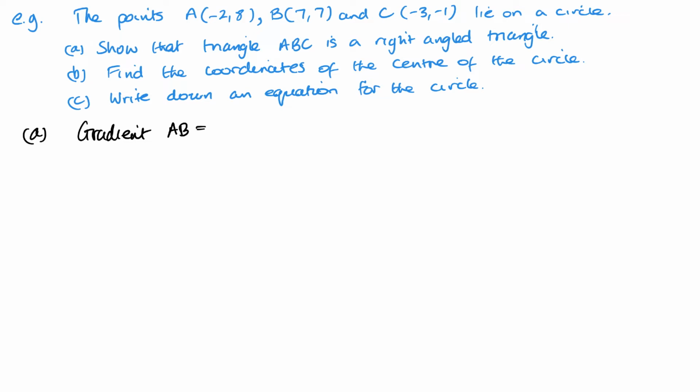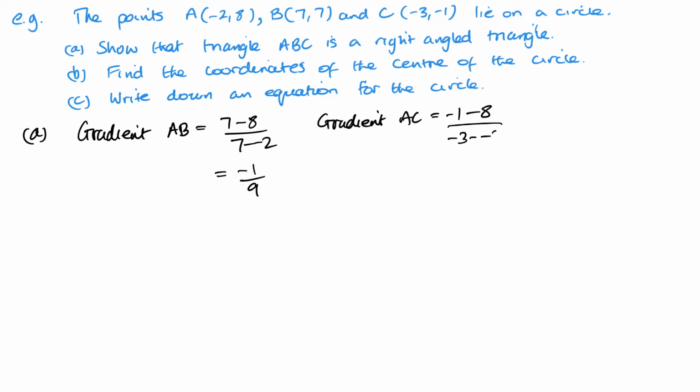So AB is going to be difference in Y's, 7 minus 8 over 7 minus minus 2. That's going to be minus 1 over 9, so minus 1 ninth. Then let's look at the gradient of AC. And that is minus 1 minus 8 over minus 3 minus minus 2. So that gives me minus 9 on the top. Minus 3 plus 2 is minus 1, so that gives me positive 9. So actually there I can see now these two are at 90 degrees to each other.